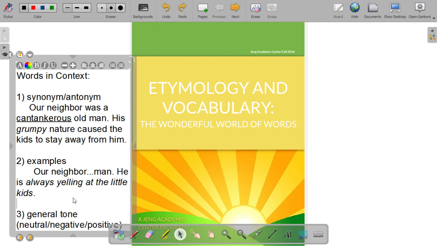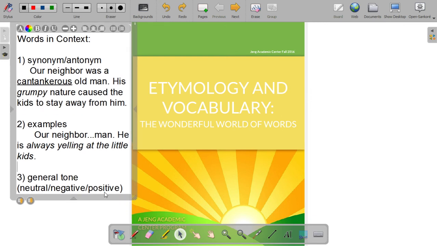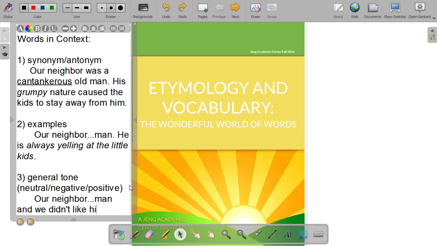Now, the general tone is a little bit harder, so this would be like if you said, our neighbor, blah, blah, blah, cantankerous man, and we didn't like him. In this case, you have no idea what cantankerous means. It could mean that he smells bad, it could mean anything, but you at least know that it's something negative, because we didn't like him. So if you come across a general tone word, you won't be able to tell exactly what the word means, but you'll at least be able to tell the general idea of what the word is going for, even if you can't exactly pin down the meaning. Does that make sense?